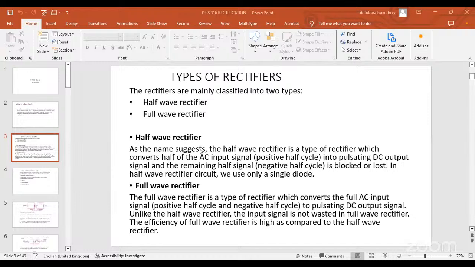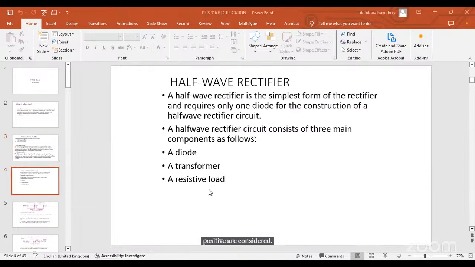Now, if you go through the next slide, you see, unlike the half-wave rectifier, the input signal is not wasted in full-wave rectifier. So full-wave rectifier has a higher efficiency. We have the positive half, we have the negative half. In one cycle for half-wave, the negative half is lost, only the positive half is taken. But for full-wave rectifier, the two halves, the negative and the positive, are considered at each cycle.